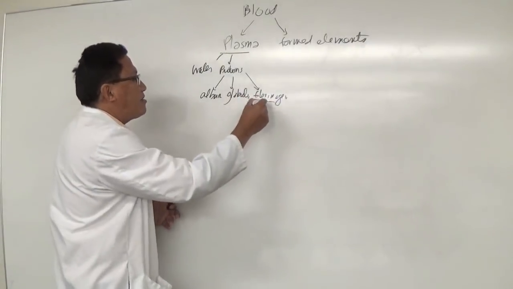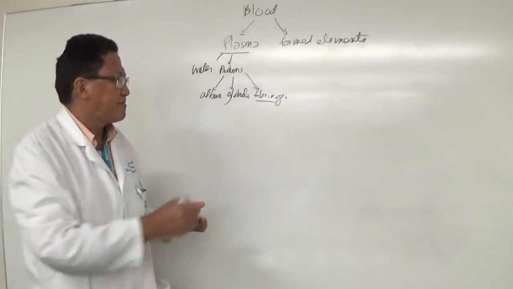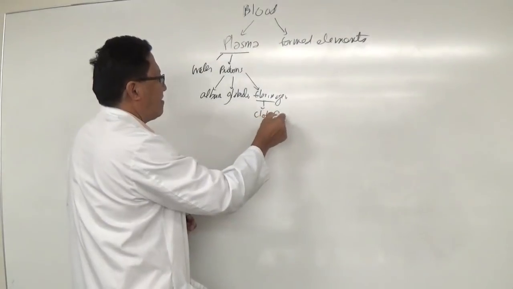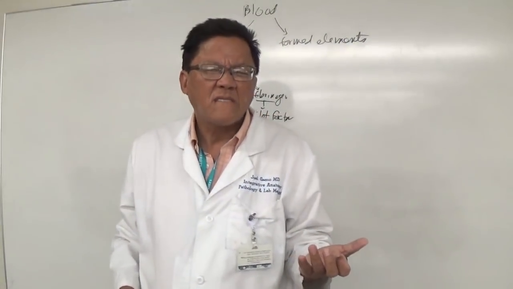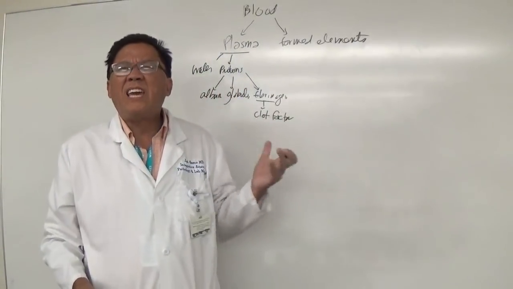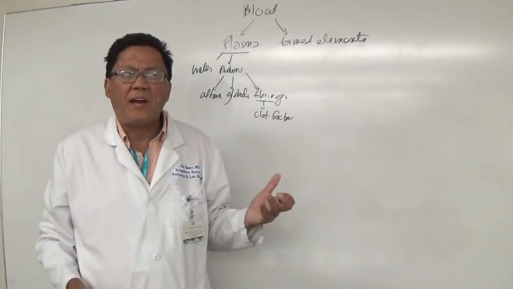So, what else do you think I should write here under the word fibrinogen? Why is that important? Clot factor. I don't even have to put the ING, that's a waste of ATP. What am I writing on the wall? Keywords. What's a keyword? Relevant, pertinent words, right?